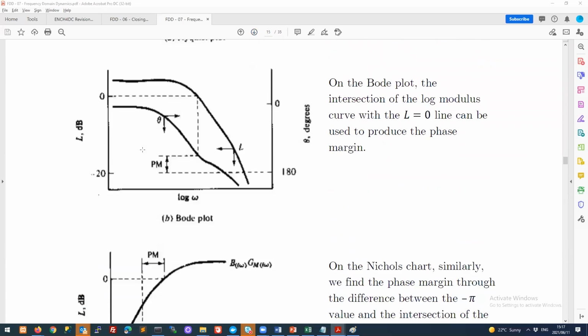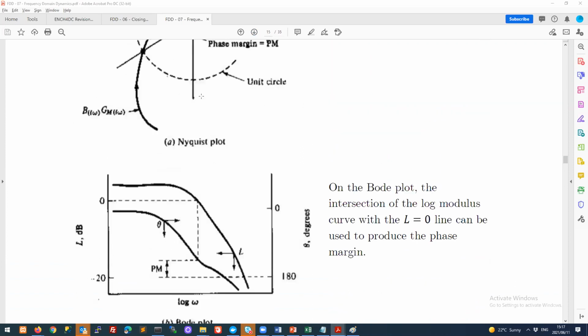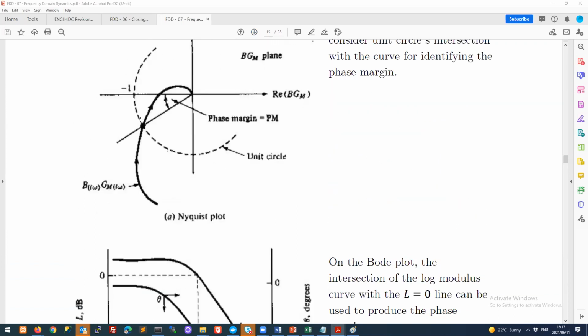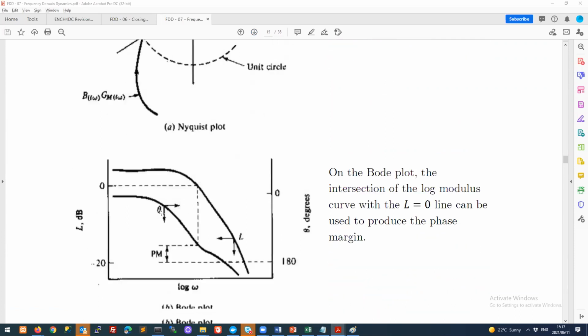So the first thing we can do is on our Bode diagram, we can look for the L curve. So here's the L curve. And now we know it has to have an L value of 0. So we can produce the 0 across and say, okay, that's where L equals 0, right? And now we can produce that down and say, then that is the log omega value. So that's the frequency at which the process has that value of 0.